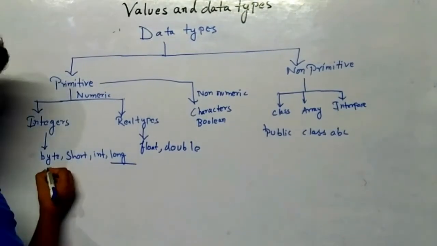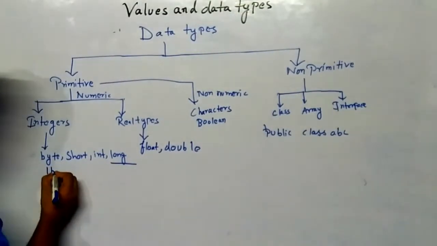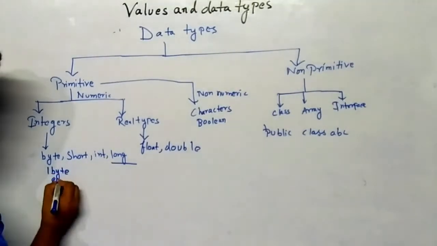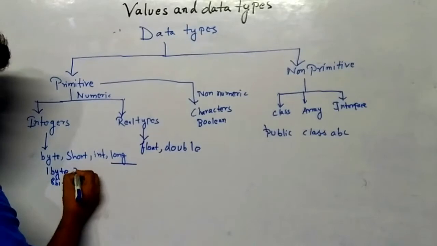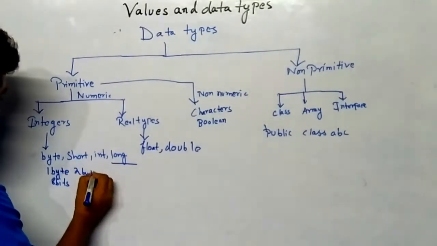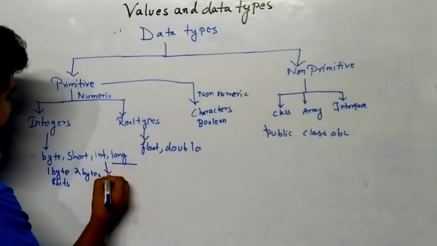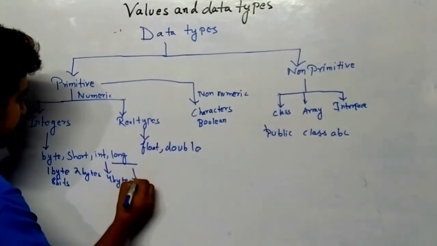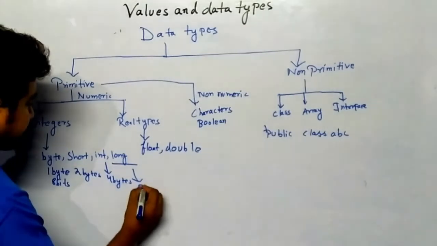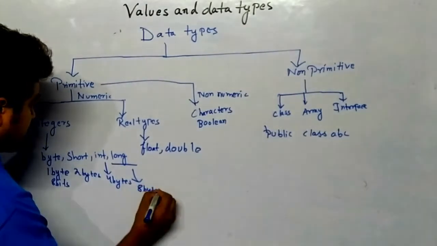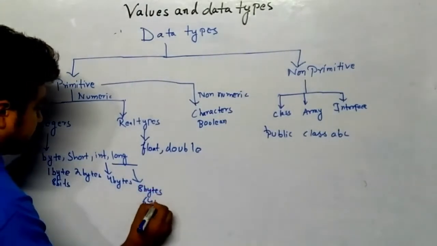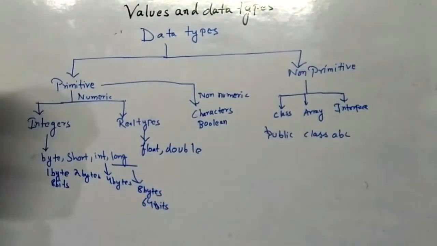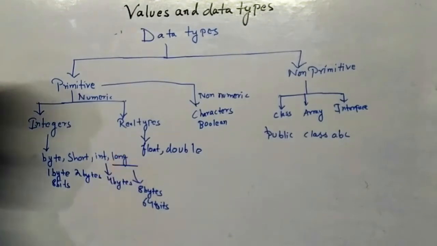You can see clearly here in bits that this is 1 byte. 1 byte means 8 bits. This is 2 bytes, this is 4 bytes. 4 bytes means 32 bits, and this is 8 bytes, which means 64 bits. 8 into 8 is 64 bits. So you can clearly see that if the number is large, you will store it in long as a data type.